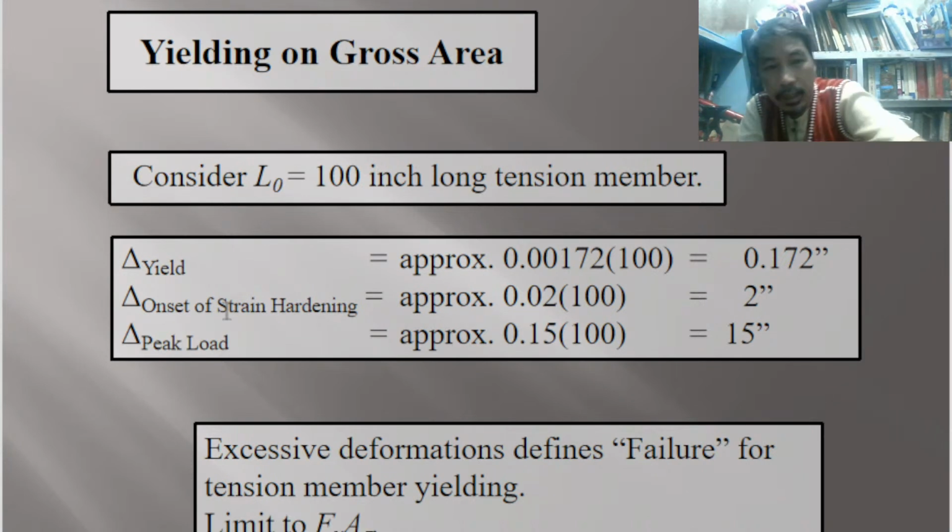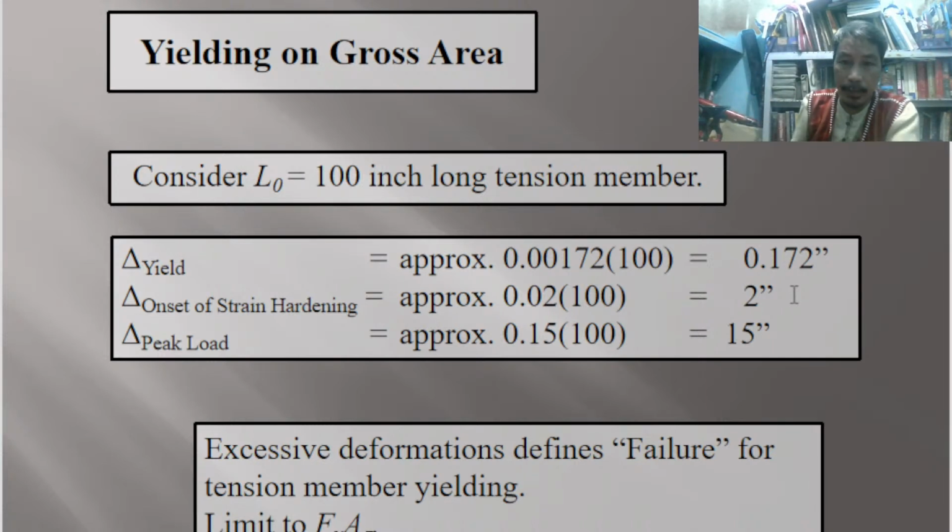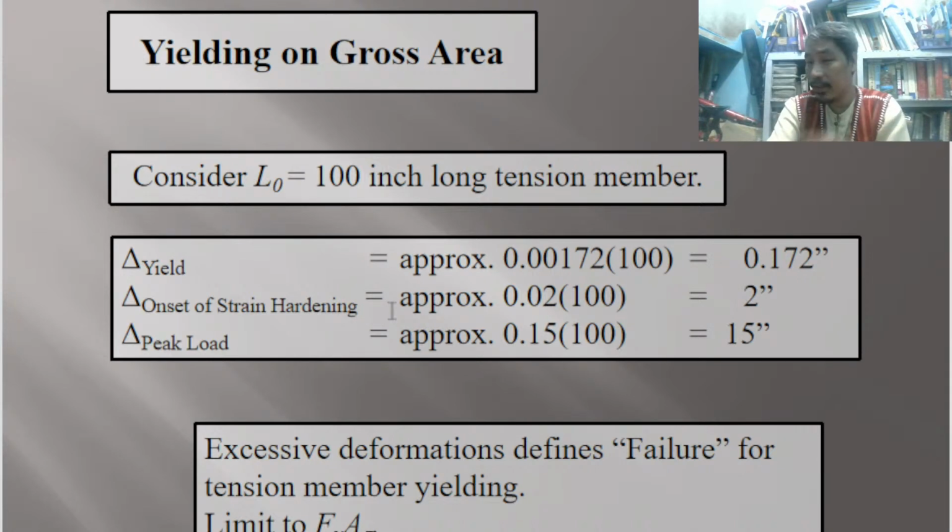So for the strain hardening onset, what do you mean by onset? Start. That is the start of strain hardening. That is 2 inches. So meaning, if your 100 inches length member stretches up to 102, 100 to 102, there is a 2 inches increase in length. That is now the start of strain hardening of the material. Okay, while if the increase in length is 0.172 for the total of 100 inches length, that is the part wherein we are still on the elastic region.